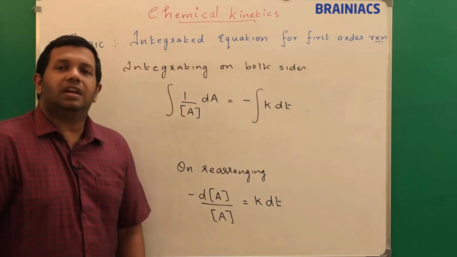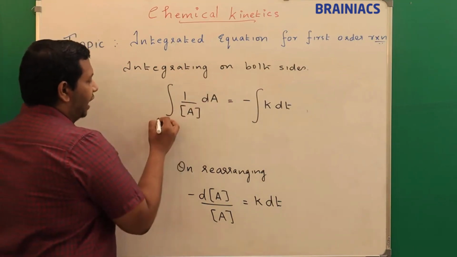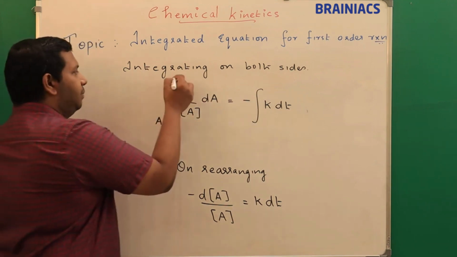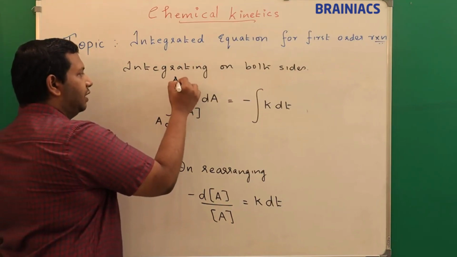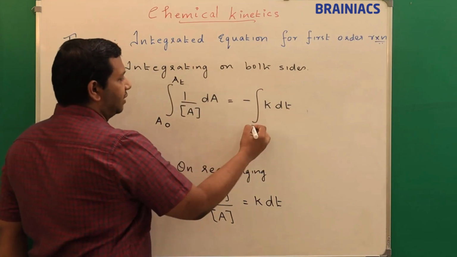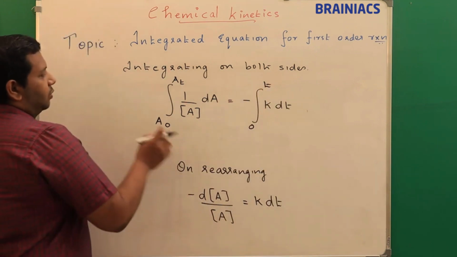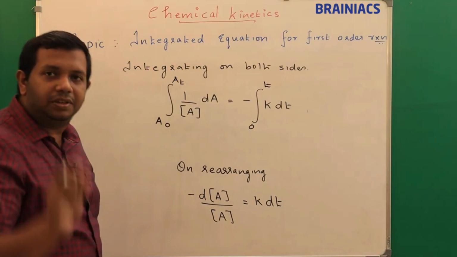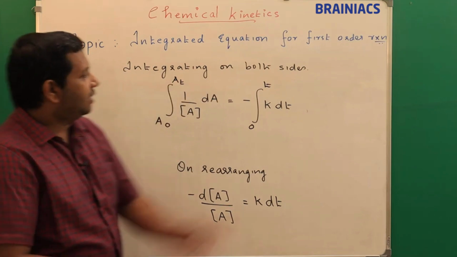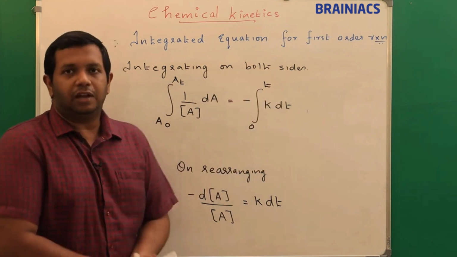Now the most important question here is, what limits do you apply? With respect to A, at time t equal to 0 the concentration is A0, and at time t the concentration is A of t. Similarly, for the time variable, the limits are 0 and t. So A of 0 denotes the concentration at time t equal to 0, and A of t denotes the concentration at a particular time t. On the right hand side, time is the variable, so the initial time is 0 and the final time is t. I hope you understood the concept.